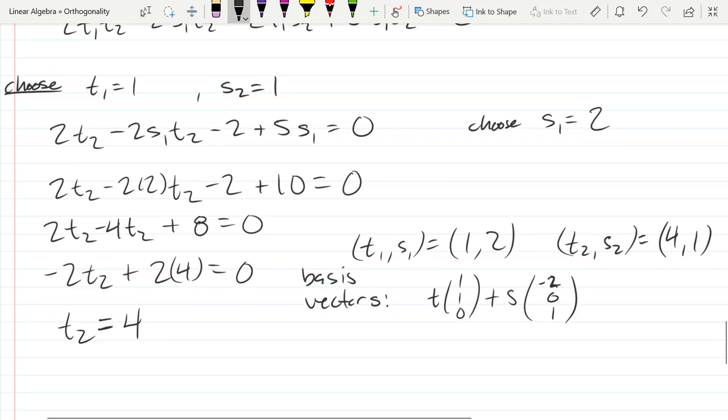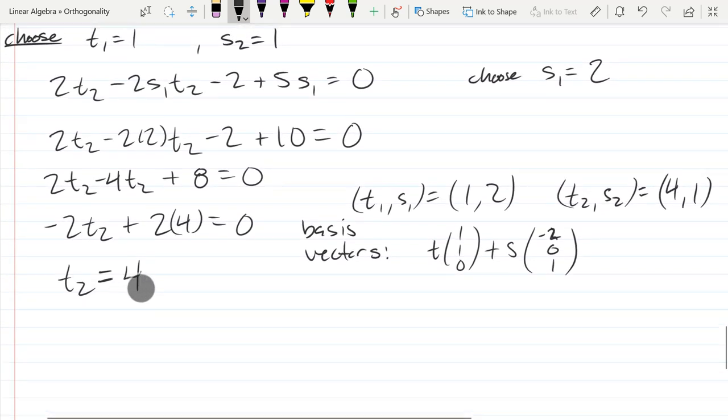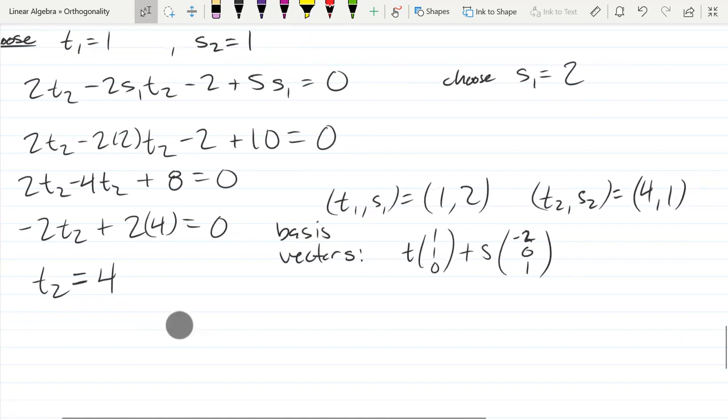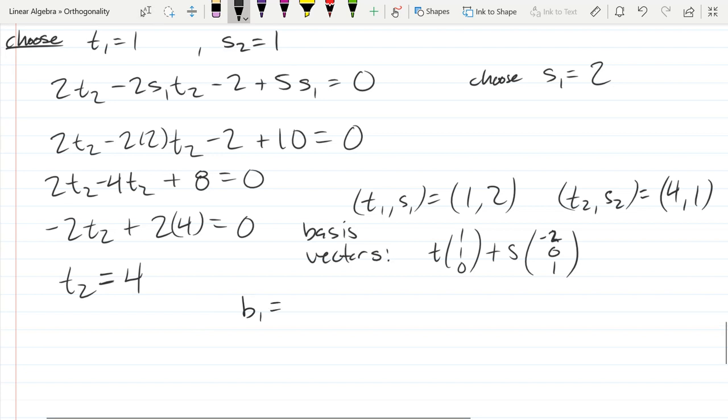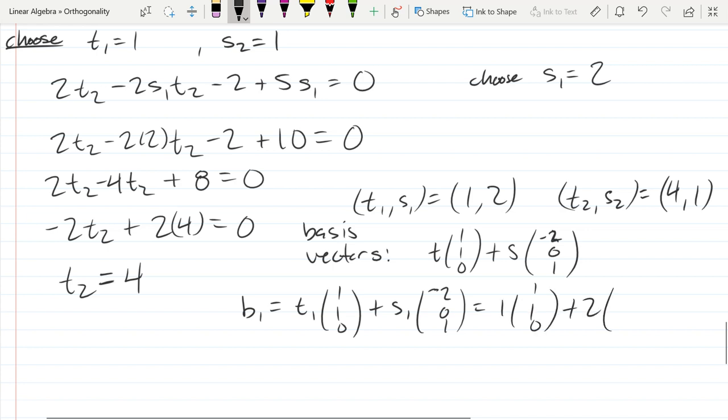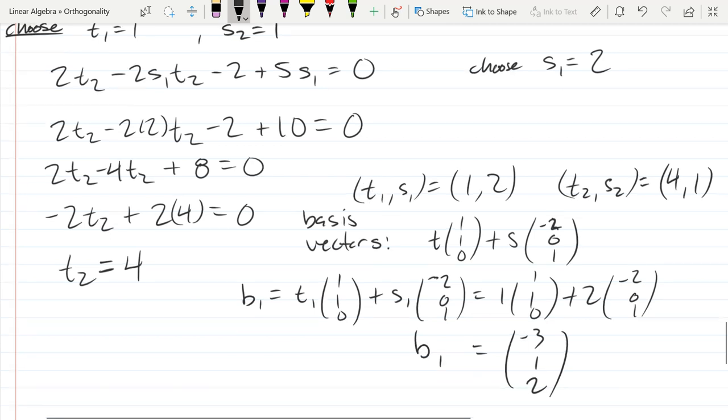So we're going to check our two basis vectors, make sure they're independent, and just double check orthogonal. They should be orthogonal because of how we created them, but we did quite a bit of algebra, and anytime I use numbers, I get nervous. So I'm not good with numbers. So let's go ahead. We have our B1. It uses our T1 and our S1. So B1 will be negative 3, 1, 2.